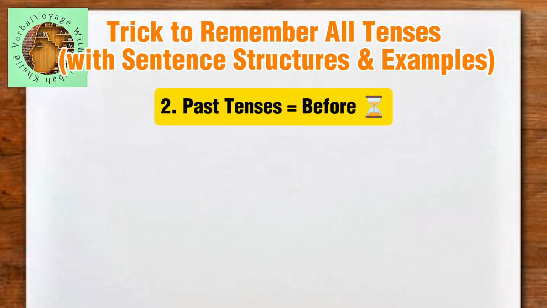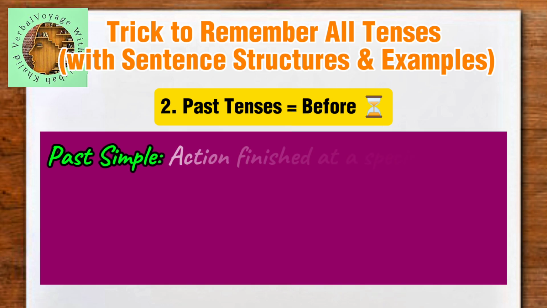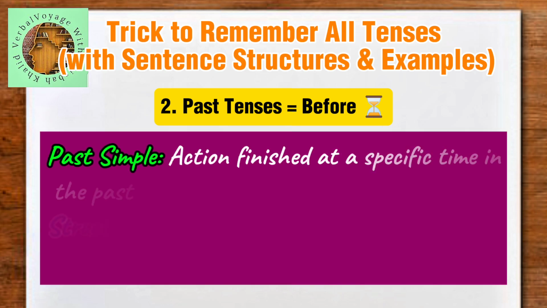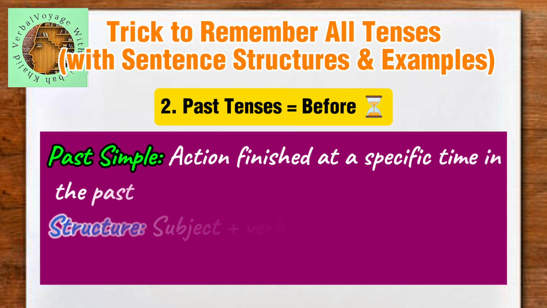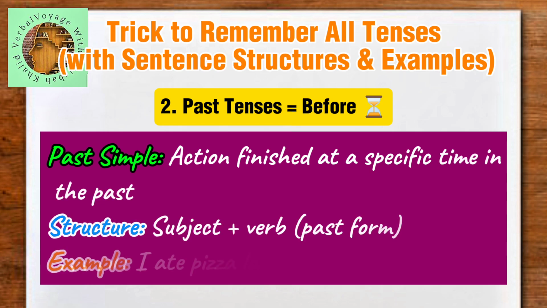Now we move ahead to past tenses. It is used for before. Past simple, action finished at a specific time in the past. Structure of past simple is subject plus verb past form. For example, I ate pizza last night.